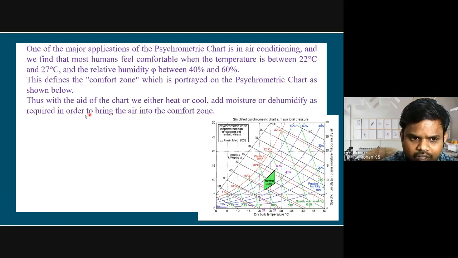So whatever we do, what is the energy requirement, or how much heat load is to be given, or what is the capacity, such numericals can be solved to bring the system to comfort zone. So that is the extension of application of the psychrometric chart.